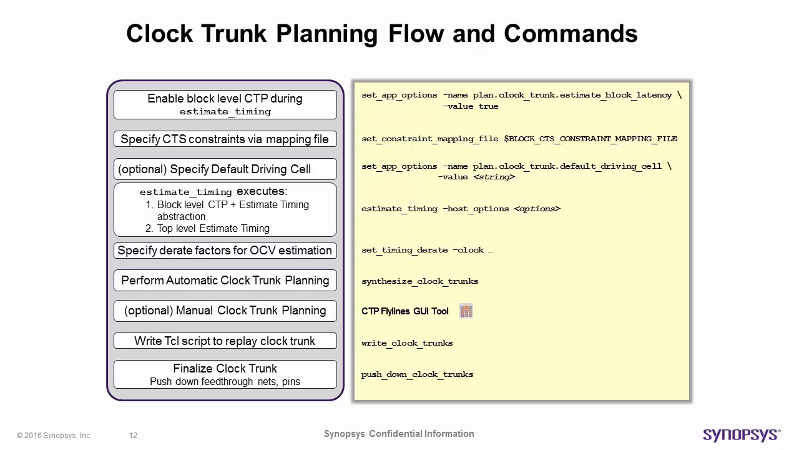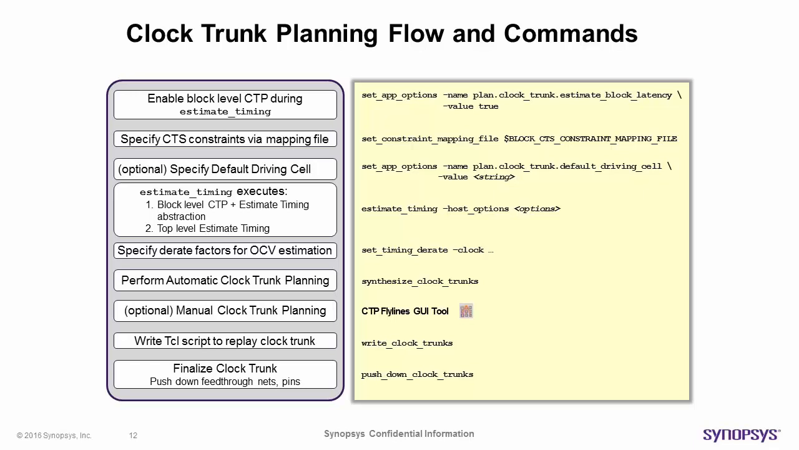Specifying a default driving cell is an optional step, but we recommend you do so. Set app option -name plan.clock_trunk.default_driving_cell with -value set to the library cell name. And then you do estimate timing. This is the same as the regular design planning flow. After estimate timing, you can specify the delay factor for OCV estimation by using the set timing delay -clock option. And then you perform automatic clock trunk planning by running the synthesize clock trunk command.